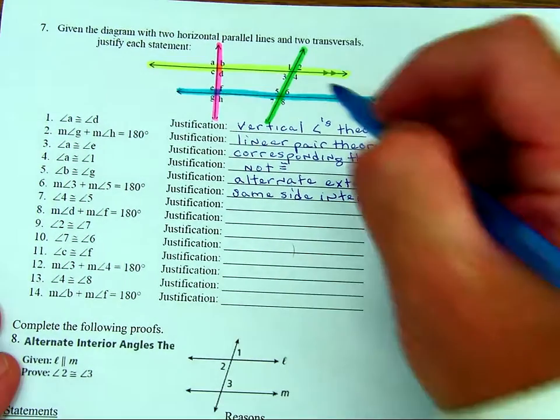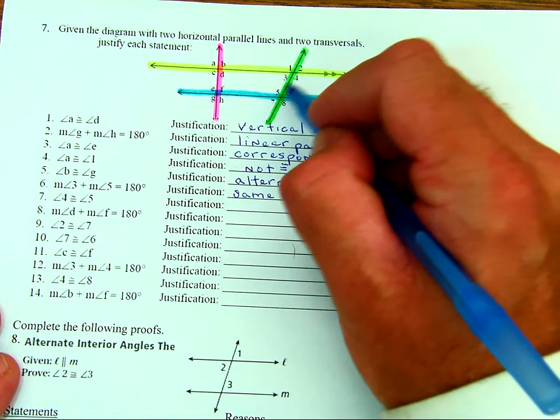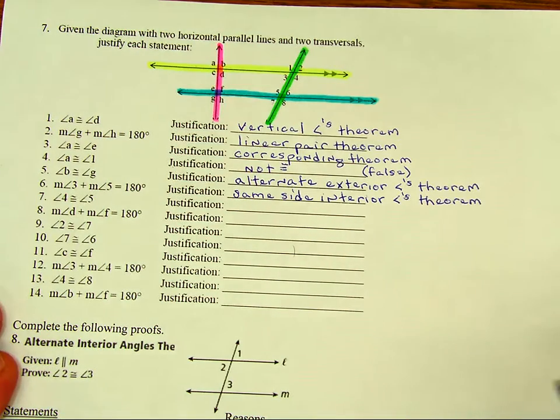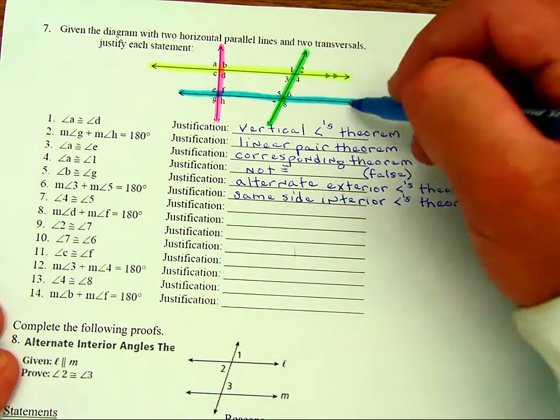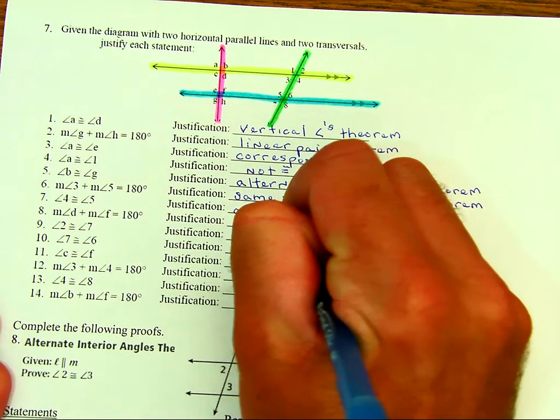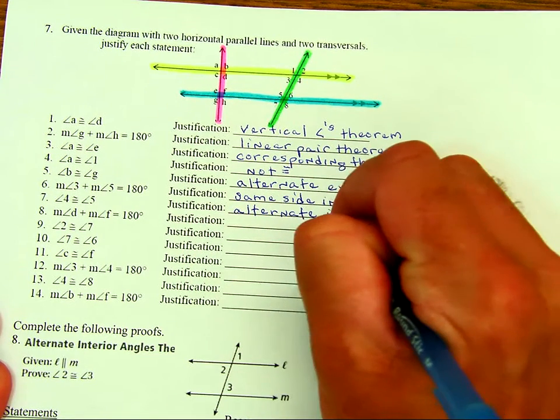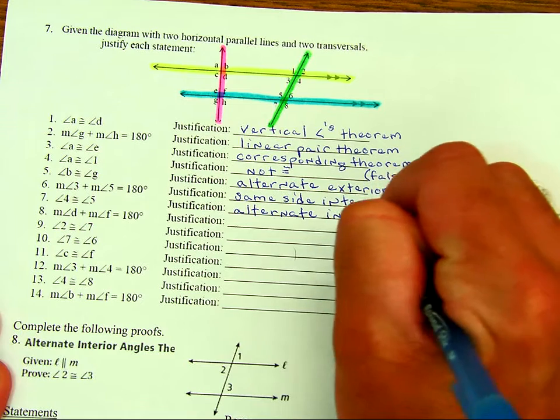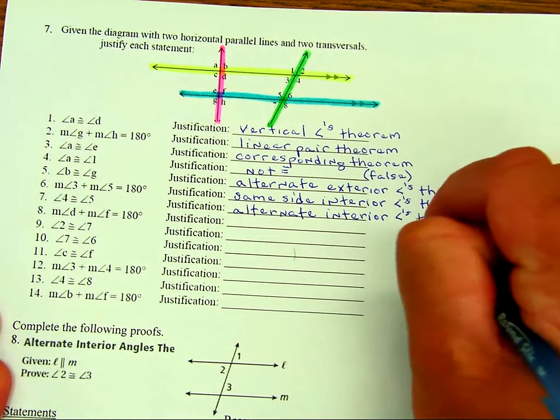Okay, angle 4 is congruent to angle 5. These are alternate interior angles. And since the lines are parallel, alternate interior angles are congruent. It's the alternate interior angles theorem.